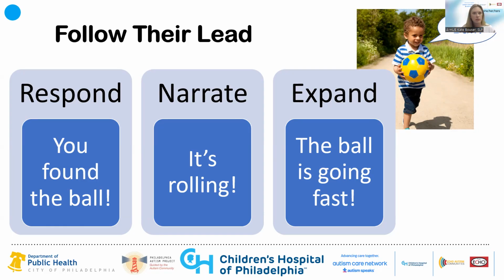So if they're not using words yet, we're maybe just modeling one word at a time. Or if they're starting to use words, maybe we're starting to model 2 or 3 words together. So if this child says ball, maybe we say, it's a yellow ball, let's kick the ball, it's rolling, just moving just a little bit beyond what that child is already doing spontaneously.